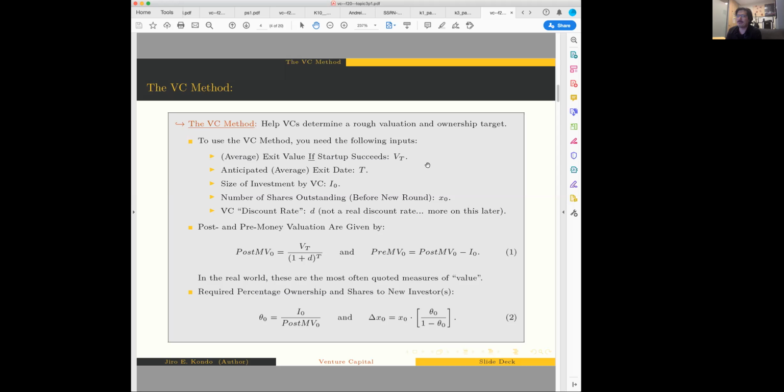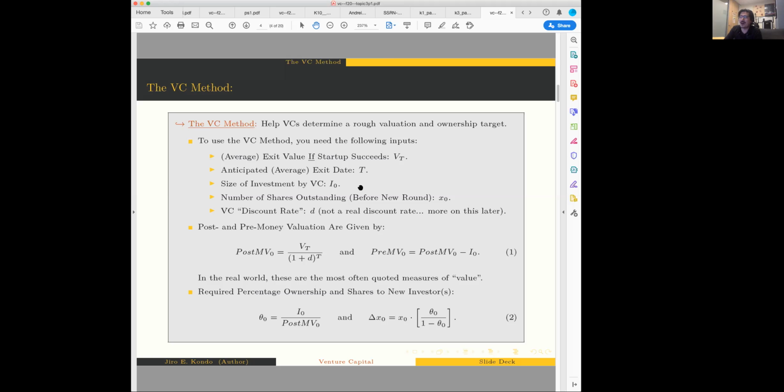As I said, there's one key input in the VC method that's really difficult to get that we are not modeling yet. That's what we're going to be doing in parts 2 and 3 of this topic, right? But every other key parameter in the VC method: amount of investment being proposed, expected time to exit, number of shares that already exist in the company before you potentially make your investment, and this thing that was called the VC, in quotation marks, discount rate. Remember, not a real discount rate, and we'll get back to that in a second.